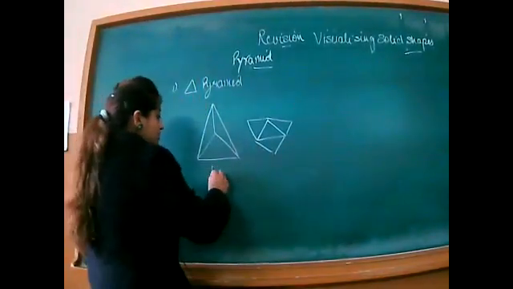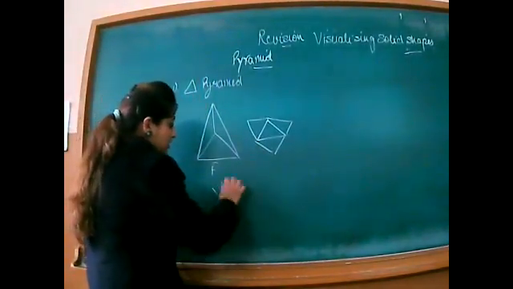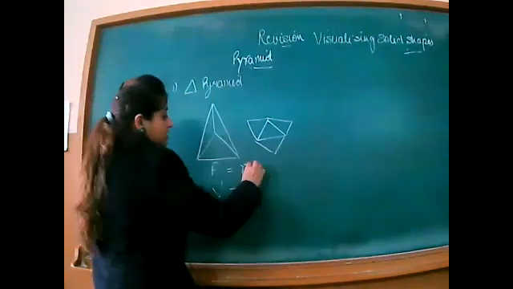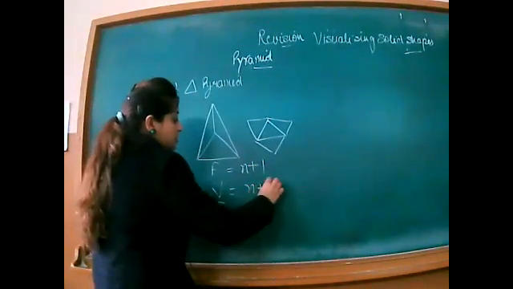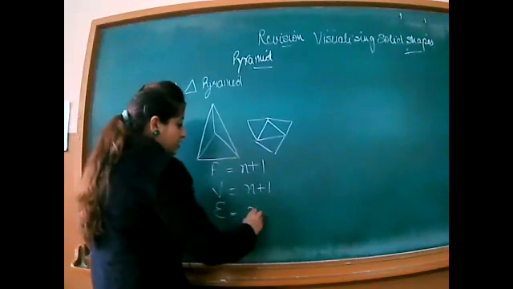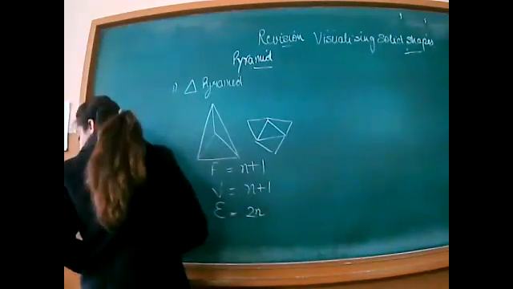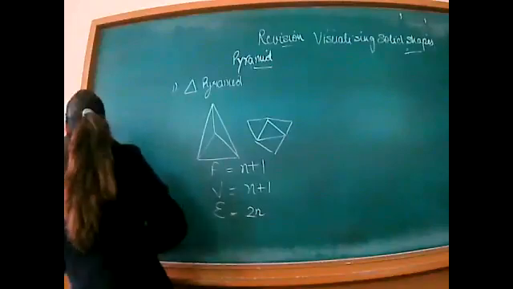So you can write the faces, vertices, and edges. Yesterday we discussed this. Faces are n+1, vertices are n+1, and edges are double of n. Double of n. Got it?